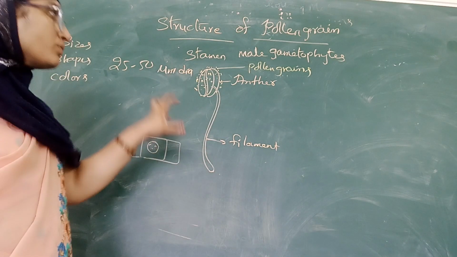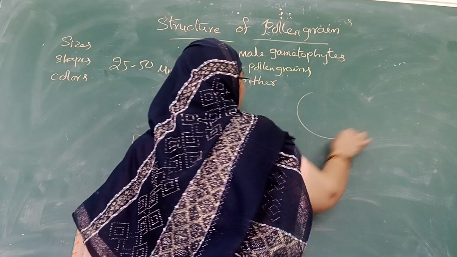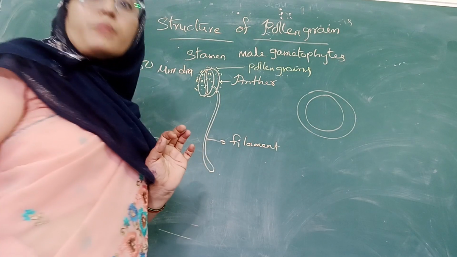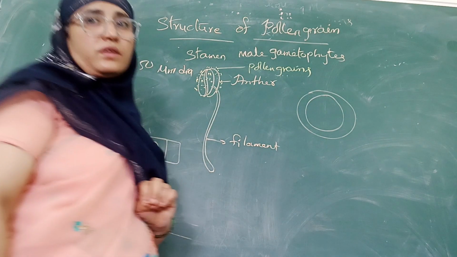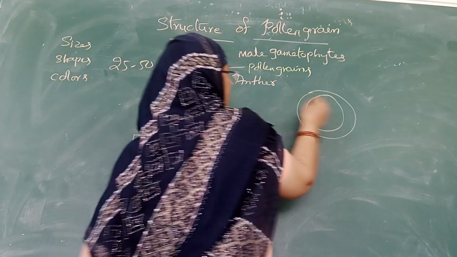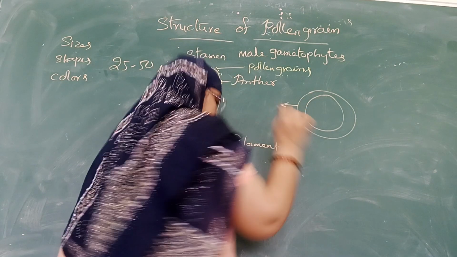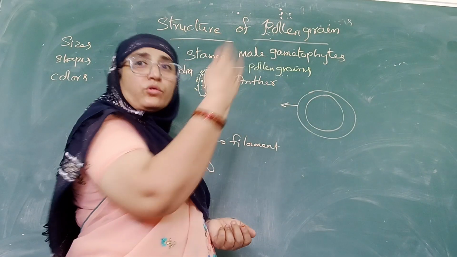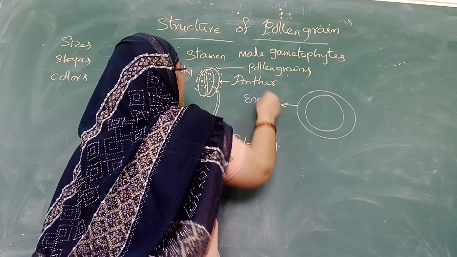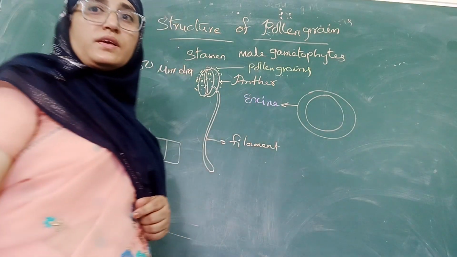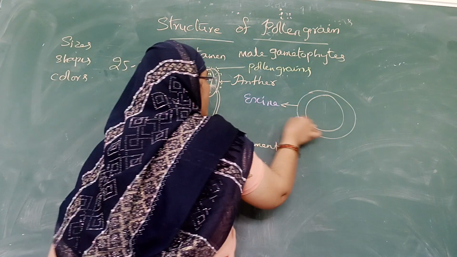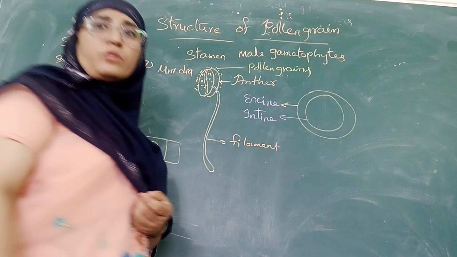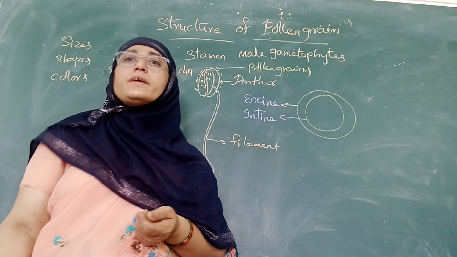Now, when we observe its structure, it is lined with two layers. The pollen grain has two external walls or layers. What are those? The first one, the outermost layer, is called the exine. And the inner layer is called the intine. The outermost layer is exine, and the innermost layer is intine.